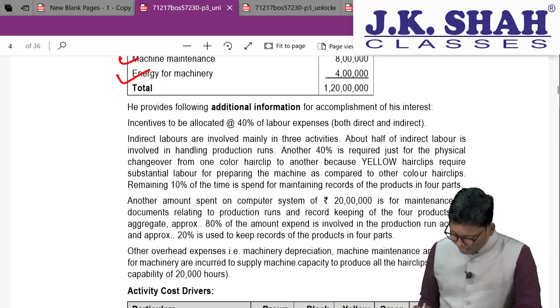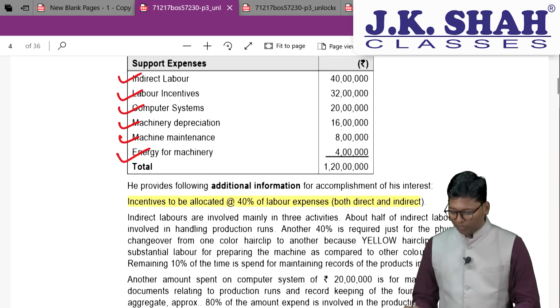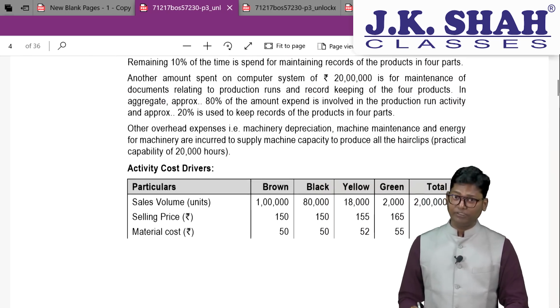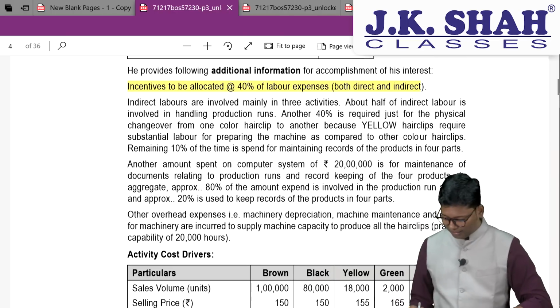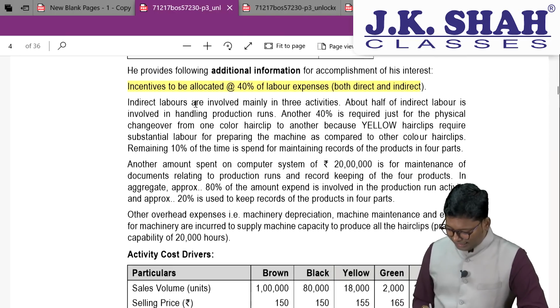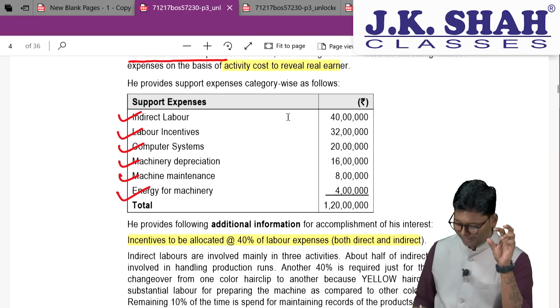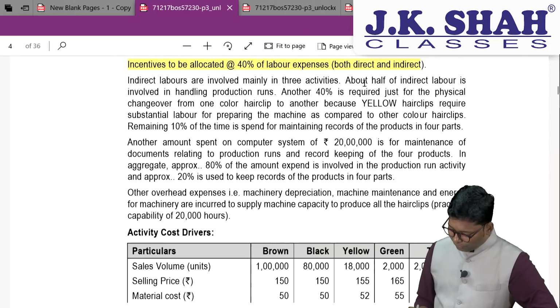Incentives are to be allocated at the rate of 40% of labor expenses, both indirect and direct. Now incentives are to be allocated at a rate of 40%. So the very first thing, we should record the 40% incentive value. After that, the question says that indirect laborers are involved mainly in 3 activities. So the entire indirect labor cost we need to divide into 3 parts. So labor cost is available, done. We need to divide that into 3 activities.